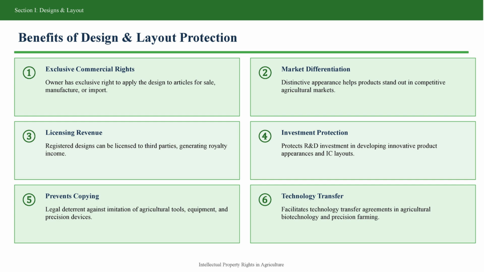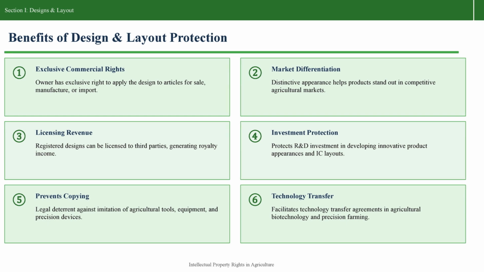Fourth, investment protection. Protects R&D investment in developing innovative product appearances and IC layouts. Fifth, prevents copying. Legal deterrent against imitation of agricultural tools, equipment, and precision devices. And sixth, technology transfer. Facilitates technology transfer agreements in agricultural biotechnology and precision farming. So altogether, 6 clear benefits ranging from commercial exclusivity to enabling technology transfer.